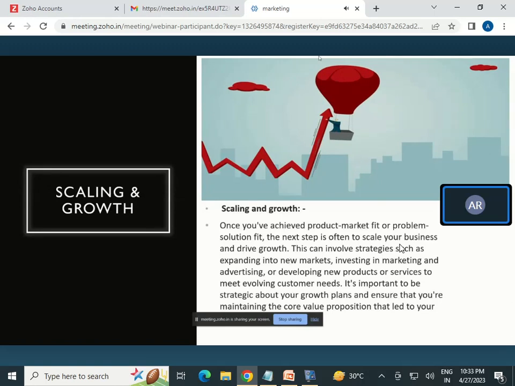So again, why are we doing it? For business development, right? To make more profit for our particular business. So at the end, what will you achieve? The scaling and growth in your business, right? Very easy. Once you achieve the product market fit or the problem solution fit, the next step is often to scale your business. You will scale up your business, right?